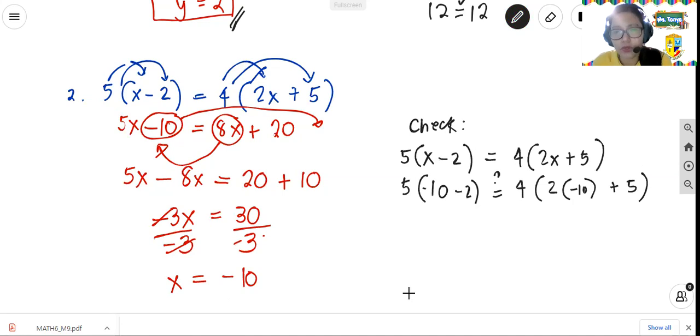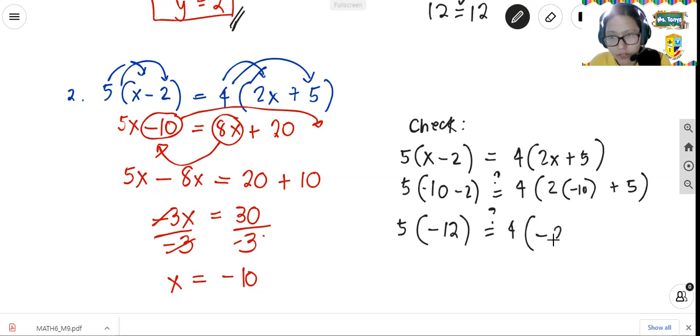Okay, so let's check. So 5 times negative 10 and negative 2, that gives you negative 12. And then 2 times negative 10 is negative 20 plus 5. So 5 times negative 12 is negative 60.